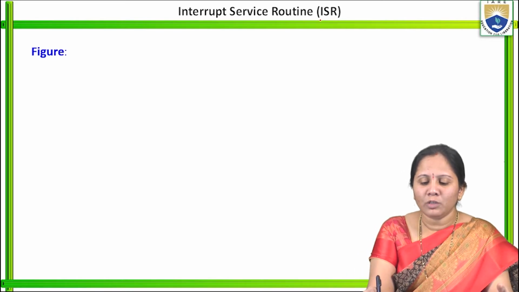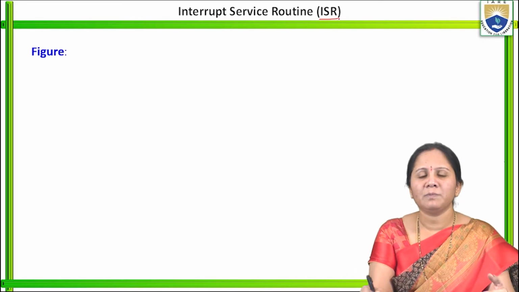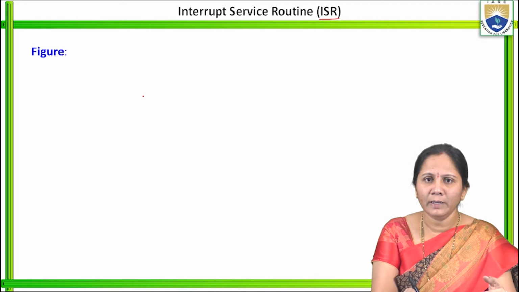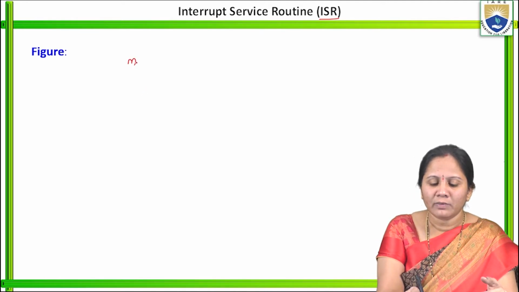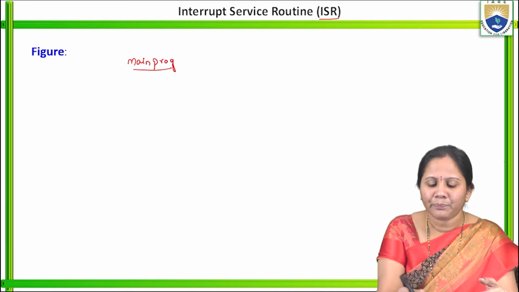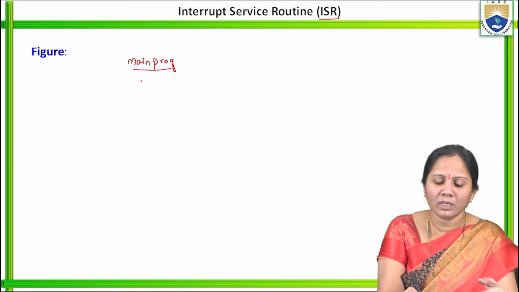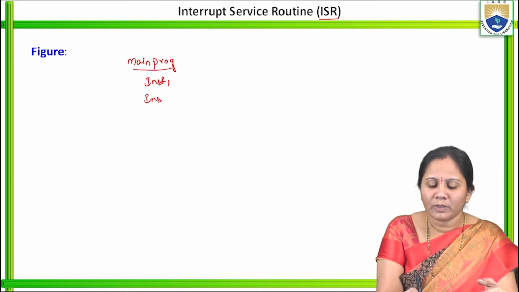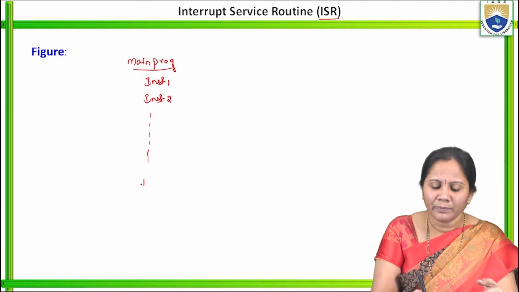Now, in order to say what is meant by interrupt service routine diagrammatically, let us assume the main program is being written, and the microcontroller is executing the main program. This main program will consist of some set of instructions.